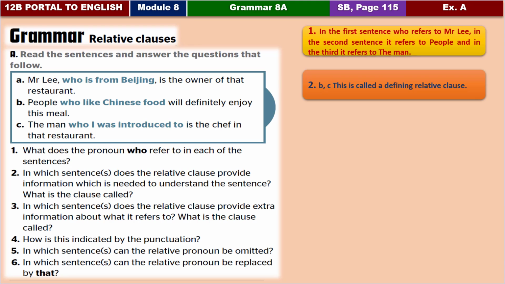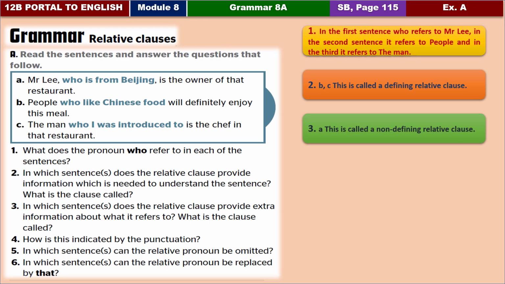Question 3. In which sentences does the relative clause provide extra information about what it refers to? What's the clause called? Yes, an answer could be A. Sentence A gives extra information. This is called a non-defining relative clause.